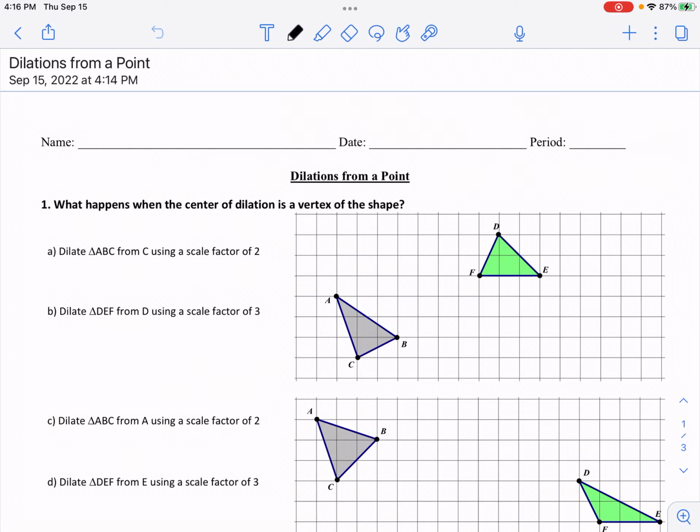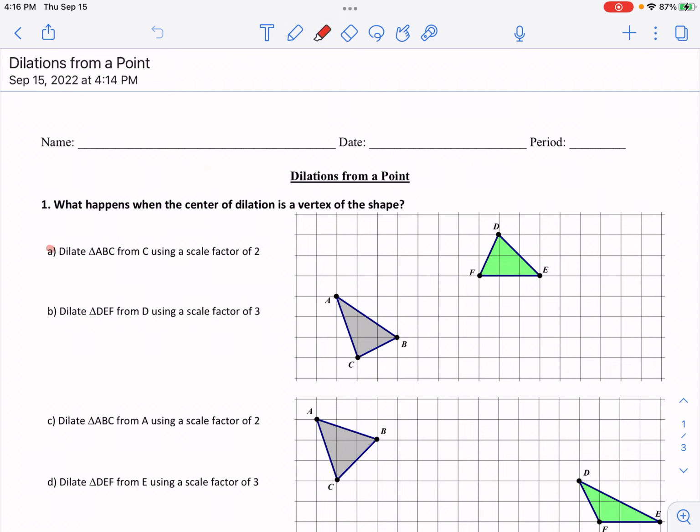All right, so you have this paper called Dilations from a Point. It has name, date, and period. Normally when we have name, date, and period, you would turn it in and it would be considered an assignment. We're actually going to consider this notes. I'm going to do about half the problems, and I'm going to ask that you do half the problems. The problems I'm going to be working on are the first set of problems.